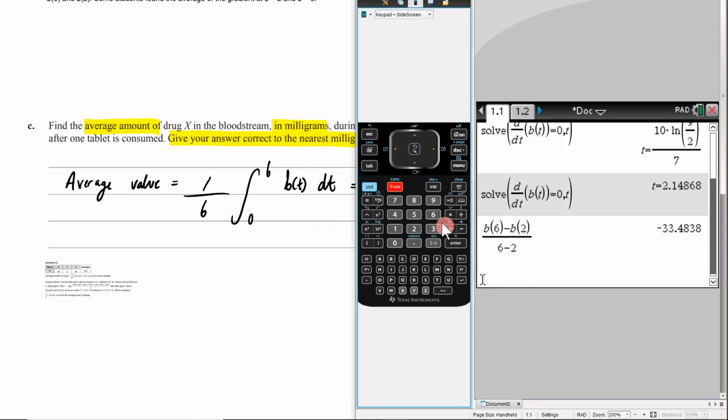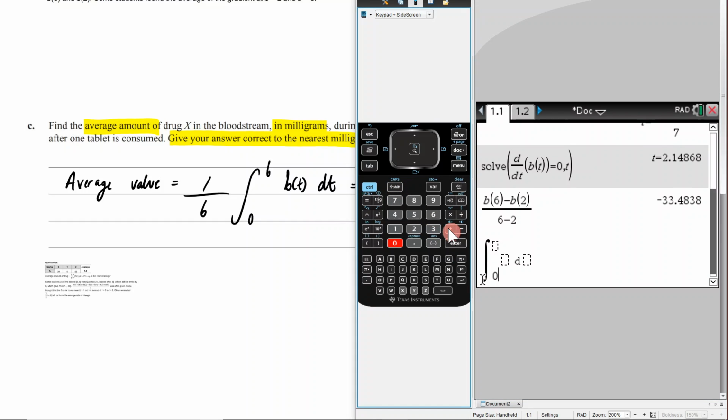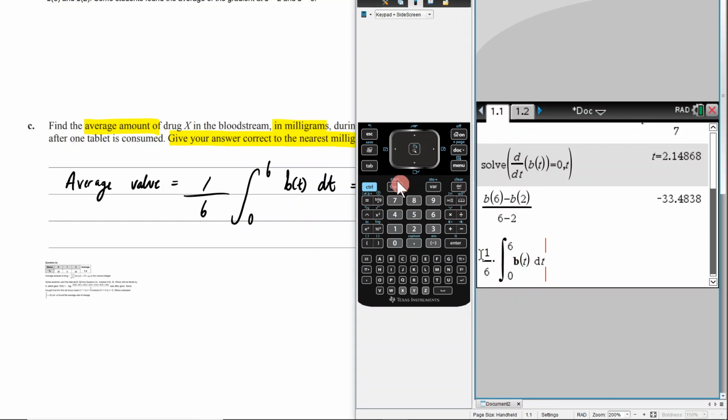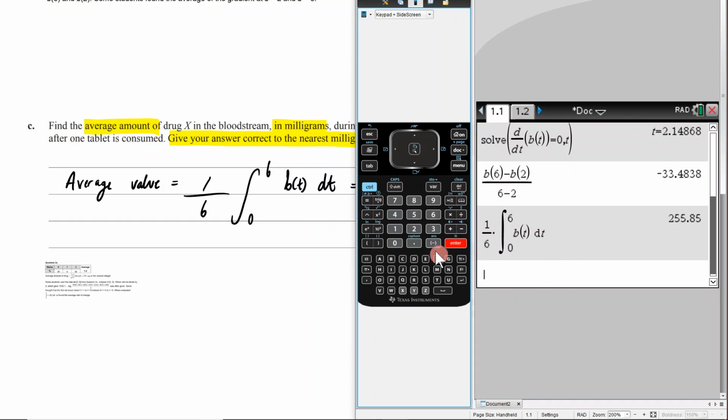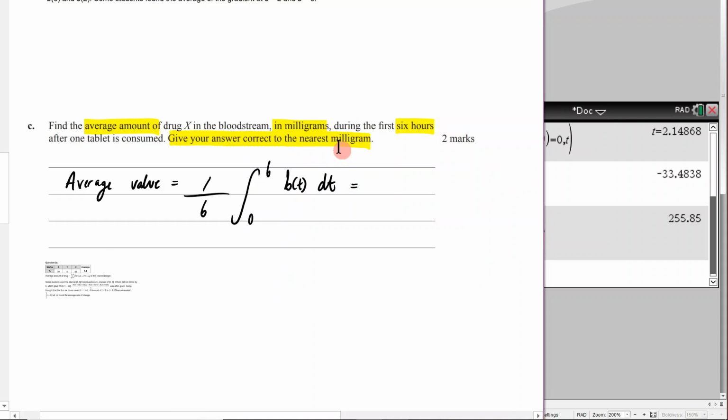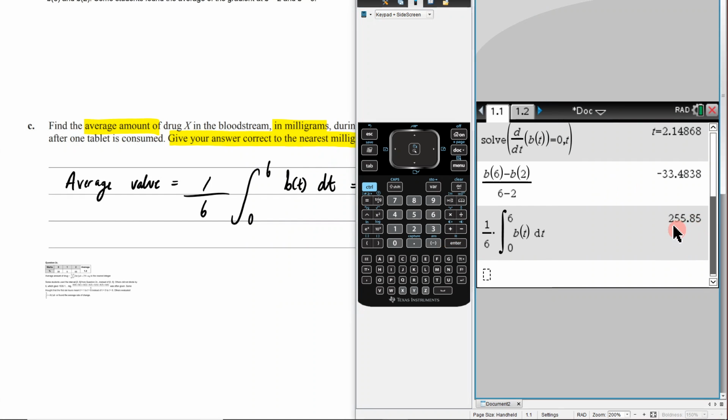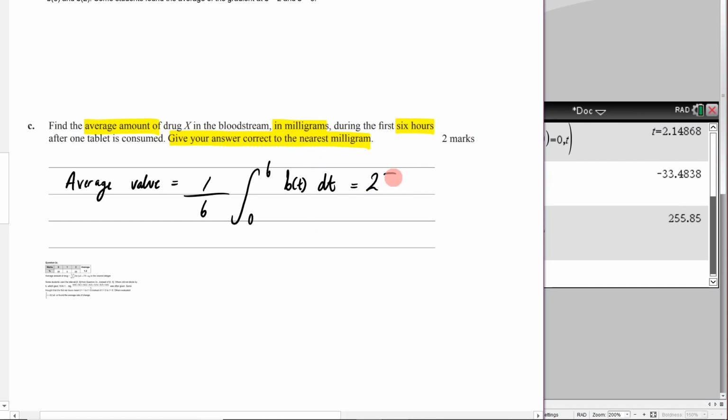So I'm going to go shift plus 0, bt 6, put a t there, come over here, go control divide 1 over 6, and I want this approximate like that, and it says that I need to give it to the nearest milligram, so that means I'm going to round this up to 256, and it's in milligrams, so mg.